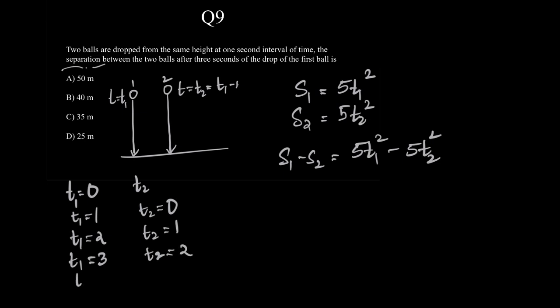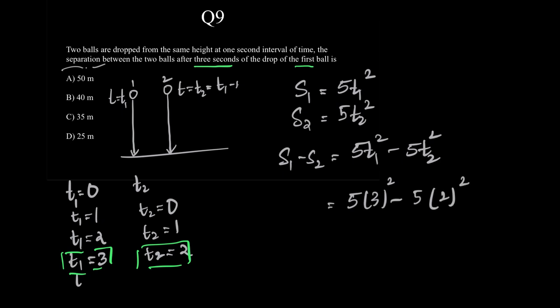So according to the question, we've been asked to find out after 3 seconds of the drop of the first ball. So after 3 seconds, which means at t1 equal to 3, t2 would be equal to 2. So this basically becomes 5 into, what is t1 square? 3 square, minus 5 into, what is t2 square? 2 square. So this becomes 5 into 9 minus 4, which is 5 into 5, and therefore the answer is 25 meter. So the correct option is option D, 25 meters.